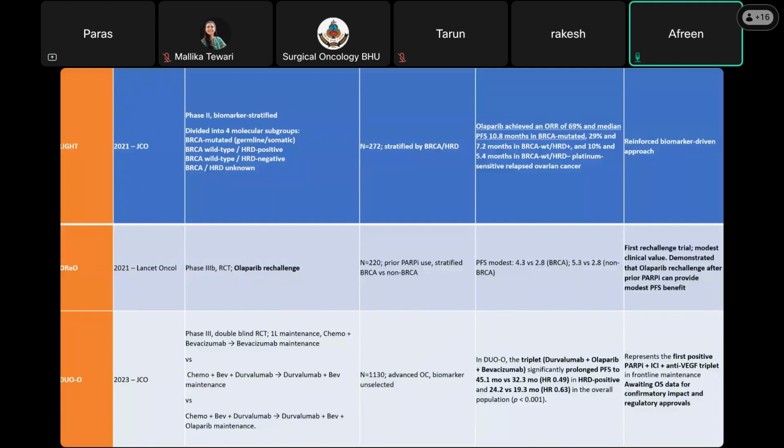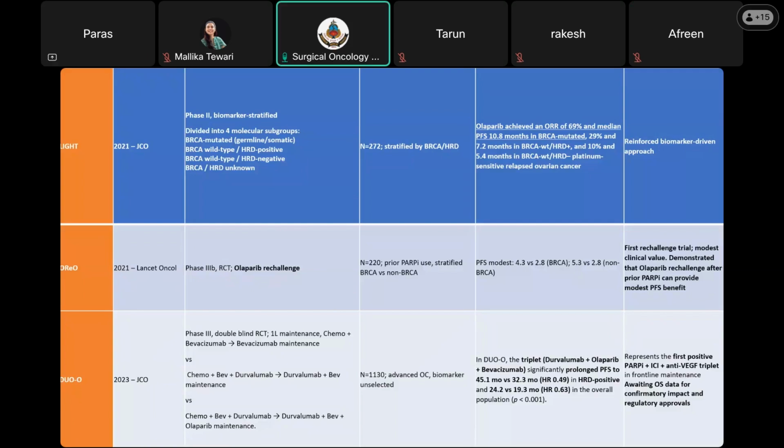Paras, hello. Is olaparib given in all stages and all histologies, or are there specific stages and histologies in which you give olaparib? No, it cannot be given in low-grade serous carcinomas. It can be given in endometrioid types and clear cell carcinomas, and also carcinosarcoma of the ovary, and high-grade serous carcinoma of the ovary.